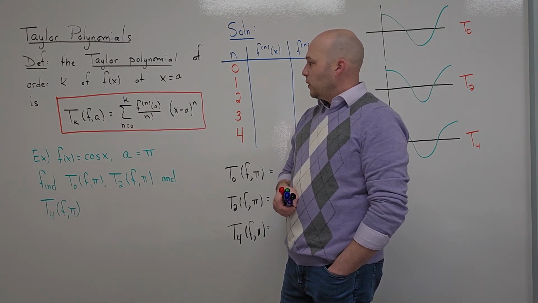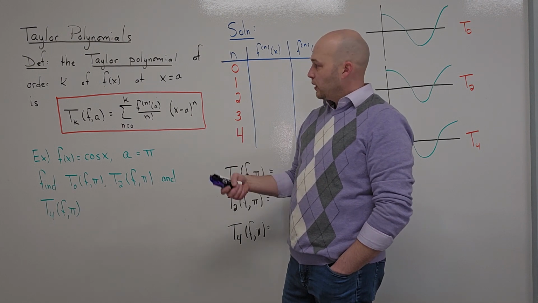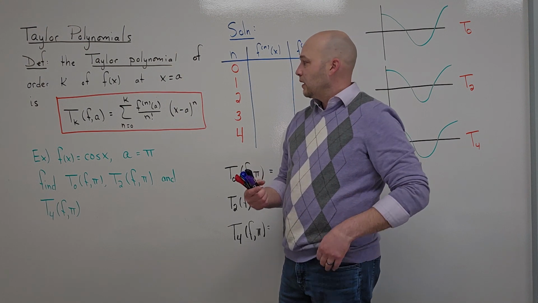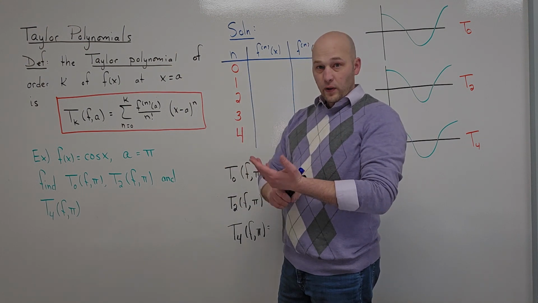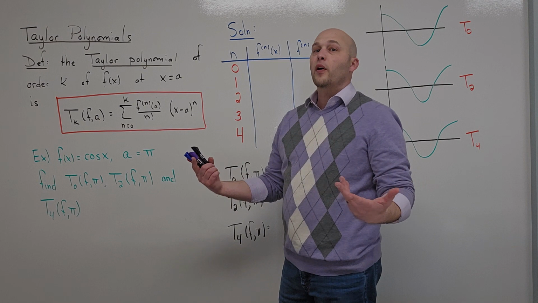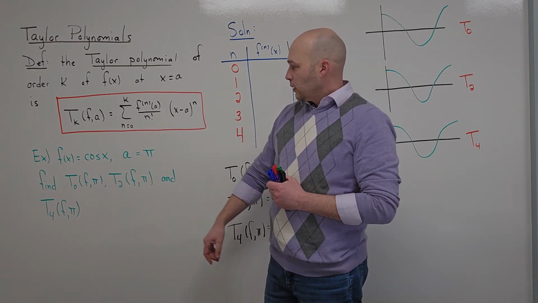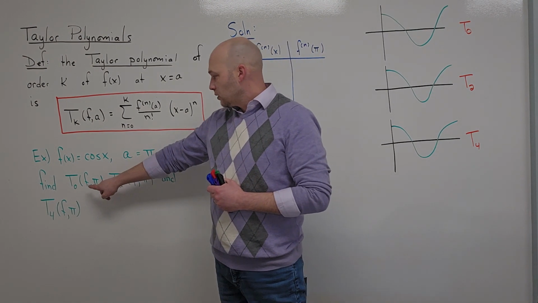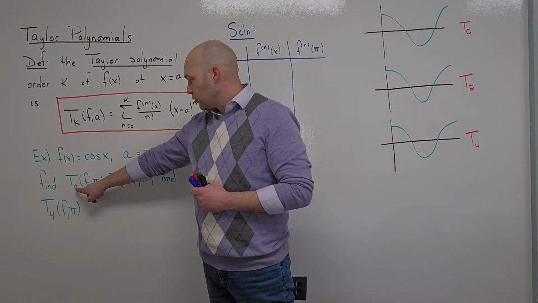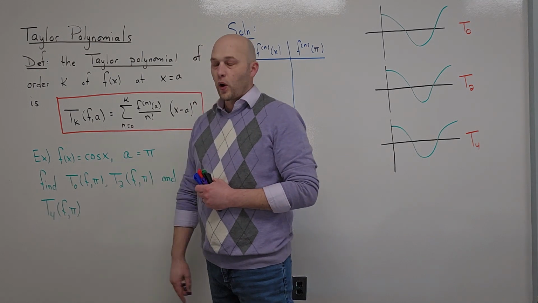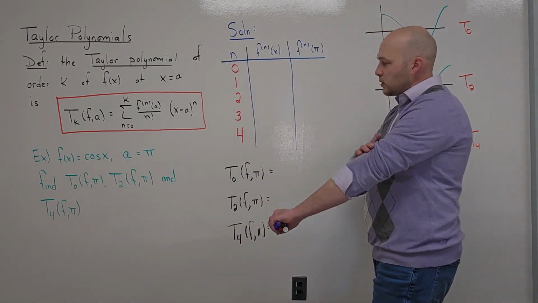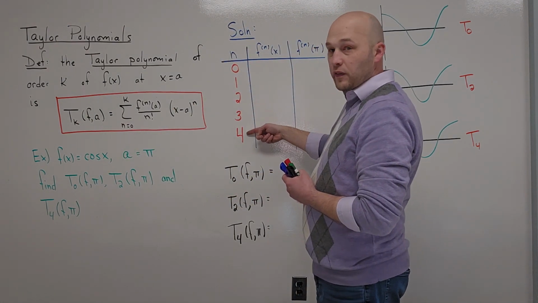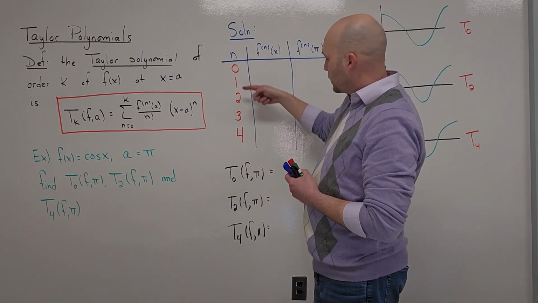Okay, so what I want to do is run through an example of computing a couple of Taylor polynomials, and then graph them as well to get an idea of not only how to find them, but what they are representing. So let's take a look at the cosine function at a equal to pi, and let's look at the Taylor polynomials of orders 0, 2, and 4. The way you're going to do this is, whatever the order is, I'm going to make my table with n going up to that value. So n is going to go from 0 to 4.